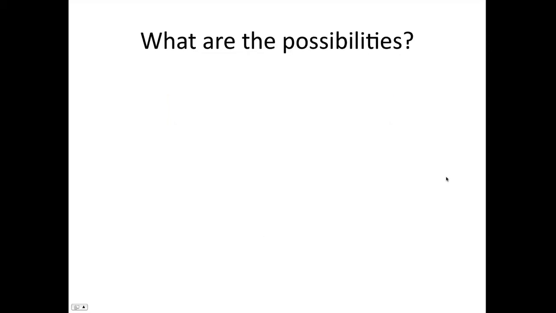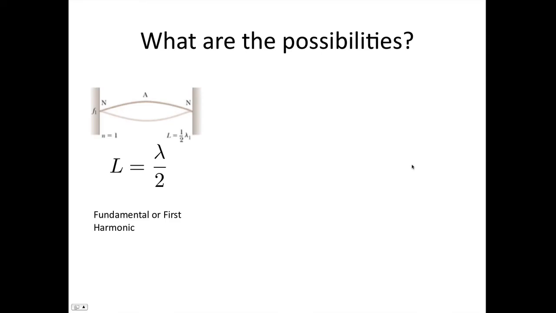So what are the possibilities for getting a fixed string to oscillate? Well, we can have nodes at the two ends with no nodes in between, just one antinode, in which case the length of our string is half a wavelength, because there was half a wavelength, remember, between each of our nodes. Now, this is referred to as the fundamental or the first harmonic.